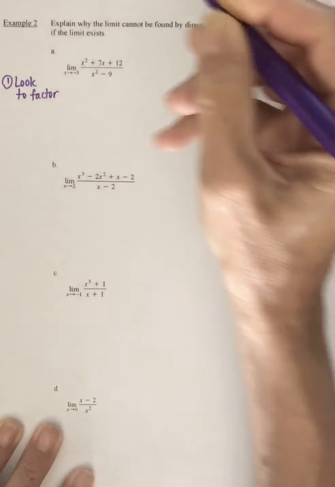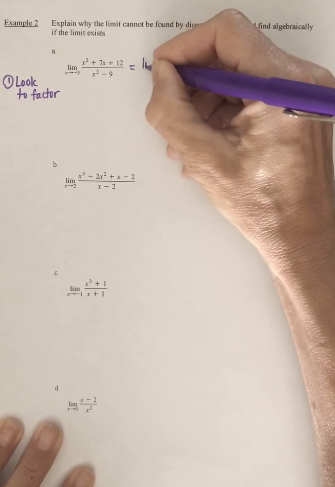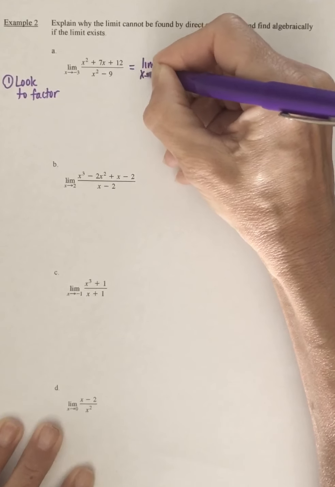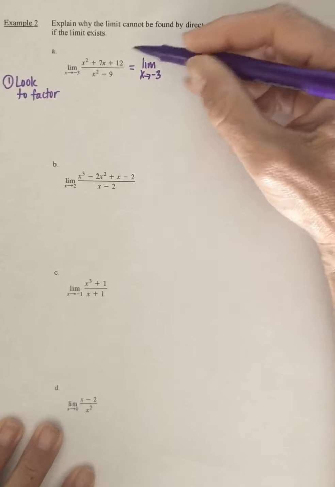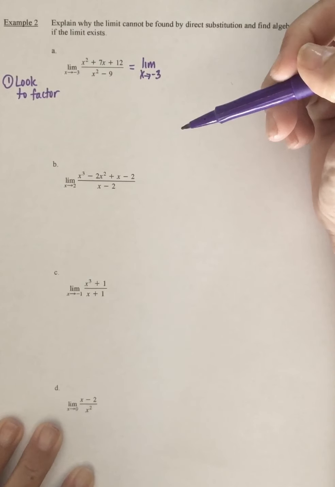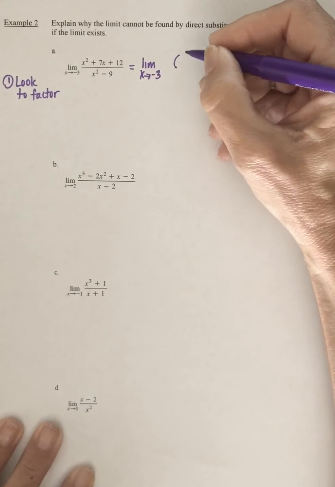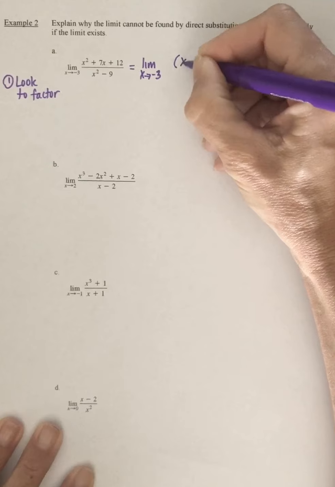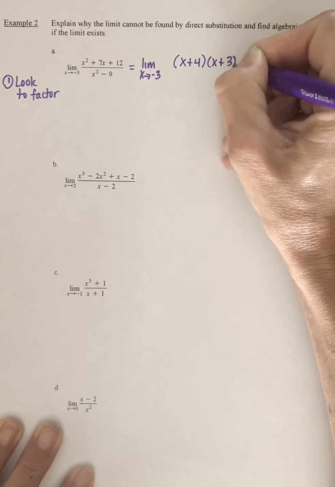So let's just look to factor the numerator. All right, so we have the limit as x approaches -3. Now the top, remember trinomials, you want to multiply to a +12, add up to a +7. So signs are the same, both positive. Two numbers that multiply to 12 that make a 7 would be x plus 4 times x plus 3.